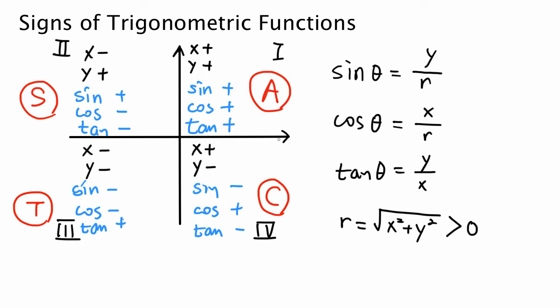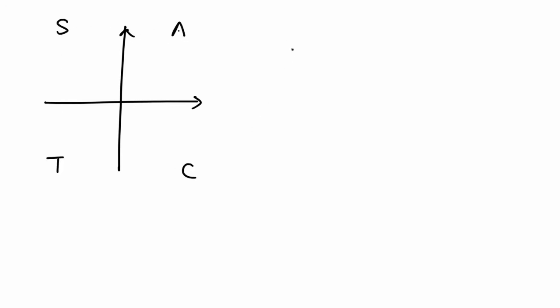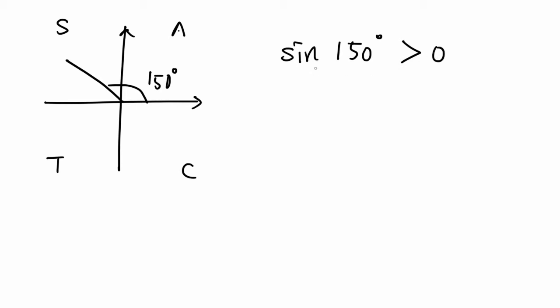And it's really handy if you remember these four letters A, S, T, C going around the circle, first, second, third, and fourth quadrant. So let me show you how to use these letters. A, S, T, C. And suppose we want to determine the sign of sine 150 degrees. Well, 150 degrees is in the second quadrant between 90 degrees and 180 degrees. Here's 150 degrees. So you see the letter S, that means sine is positive. So we know that this value must be positive.